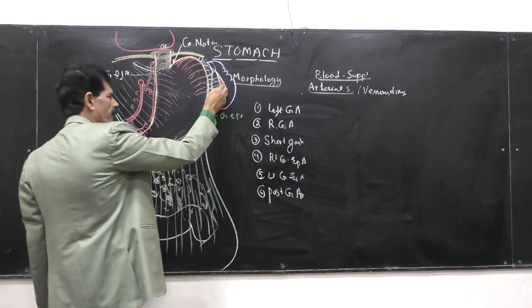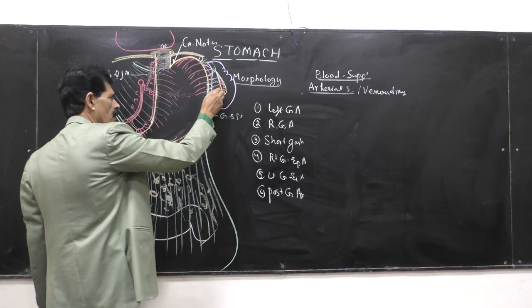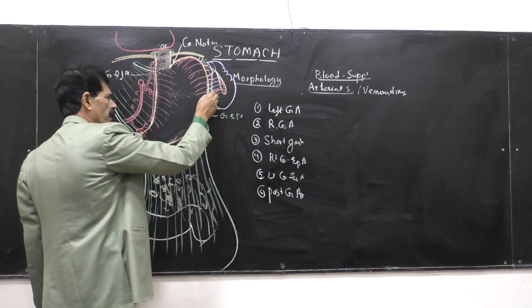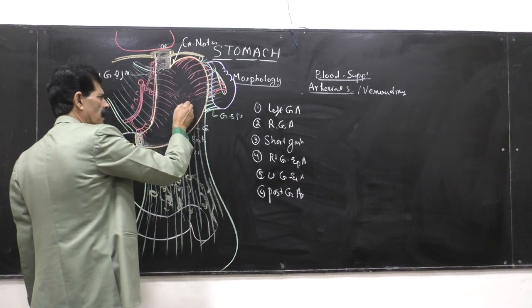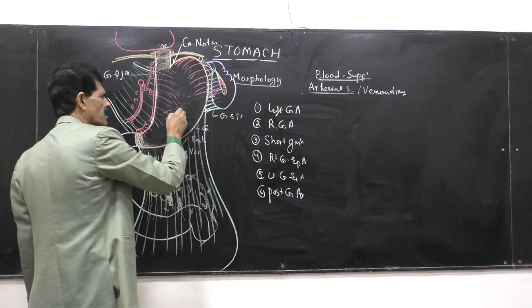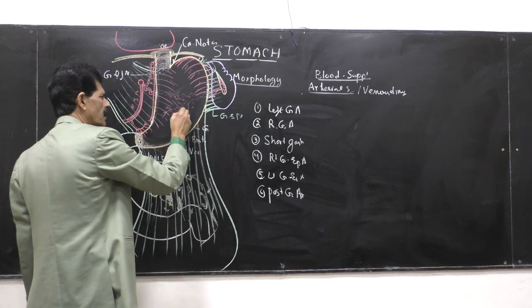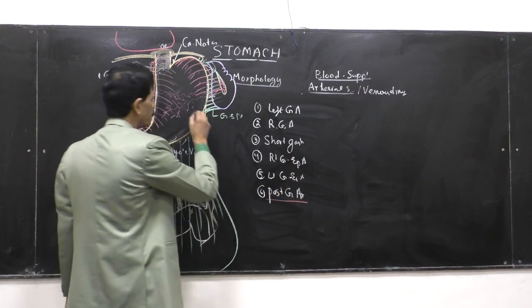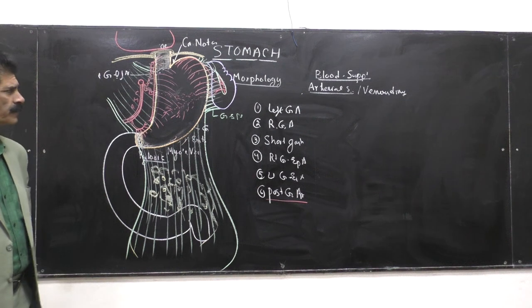Then an artery from the splenic artery enters the 2 layers of the gastrosplenic ligament, and this artery supplies the posterior wall of the stomach, and these branches are called the posterior gastric arteries. They supply the posterior wall of the stomach.